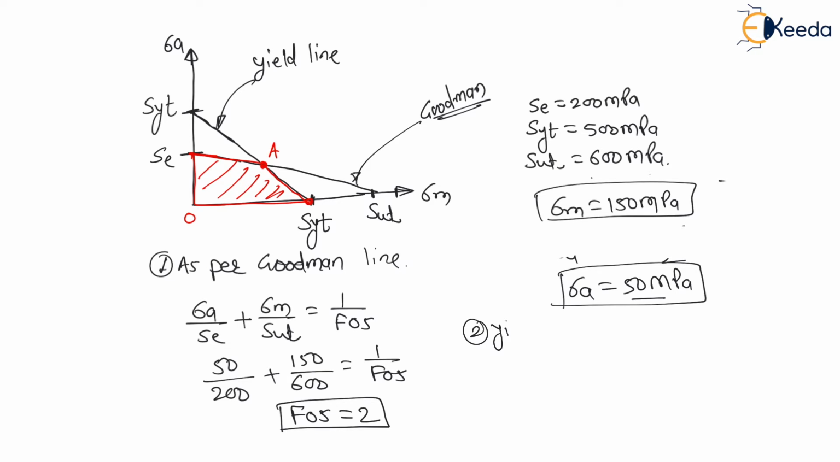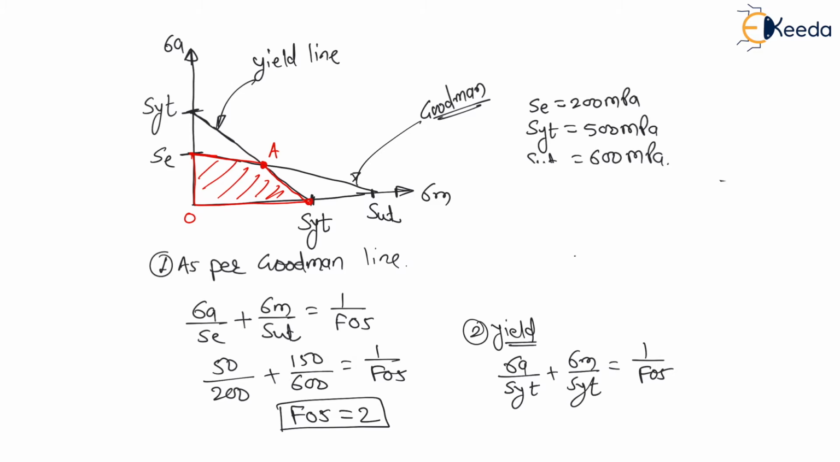Second, as per yield line, the factor of safety will be: sigma A divided by SYT plus sigma M divided by SYT will be equal to 1 upon factor of safety. So my dear students, let us solve this question by considering yield line. Right. So here we have all the values. Let us put them and let us simplify.